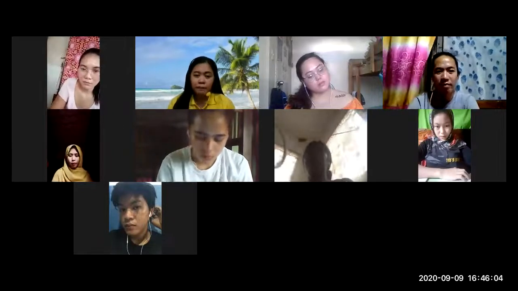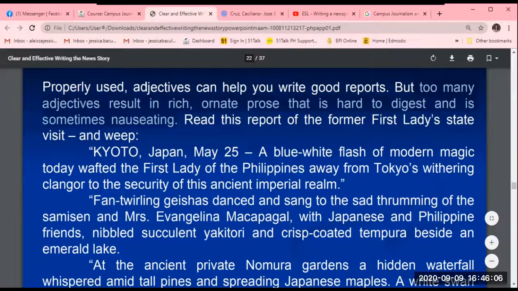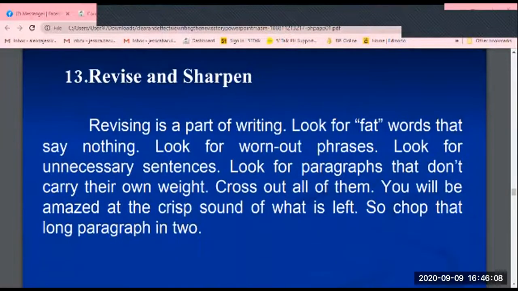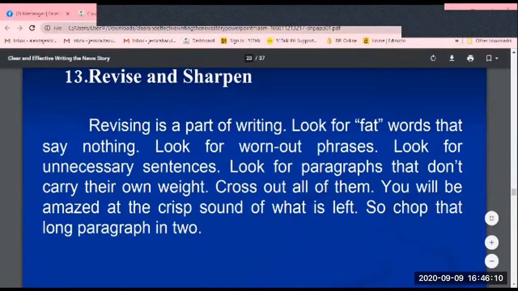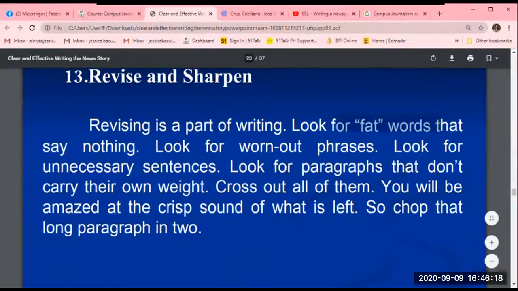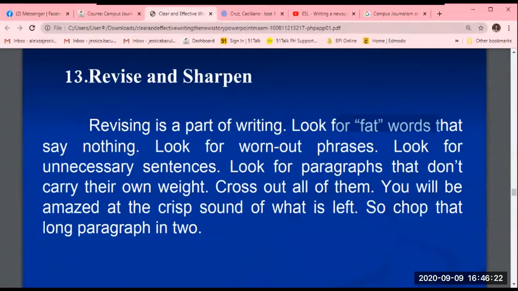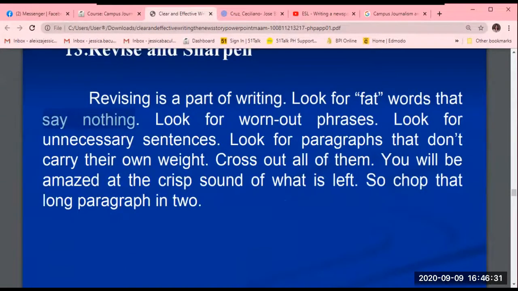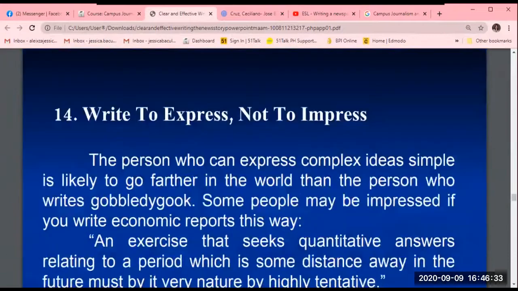And then, what's next? Revise and sharpen. Always make sure to revise your article or your story. So look for the fat words, those words that only pad out your article but have no substance. They say nothing. So look for those words in your paragraphs or in your phrases.